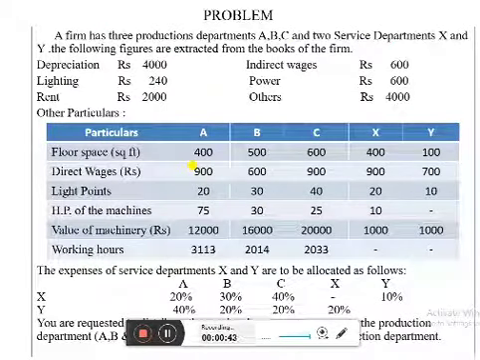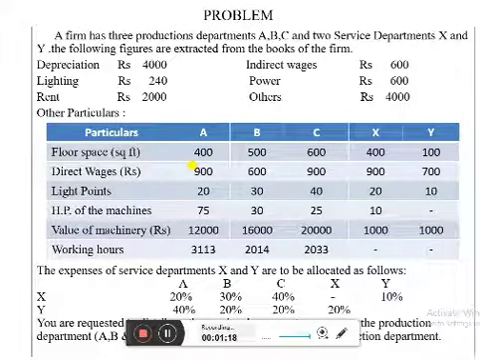So here is the problem. A firm has 3 production departments A, B, C and 2 service departments X and Y. The following figures are extracted from the books of the firm. The items given are depreciation 4,000, lighting 240, rent rupees 2,000, indirect wages rupees 600, power rupees 600, others rupees 4,000. Okay, and the other particulars are also given.